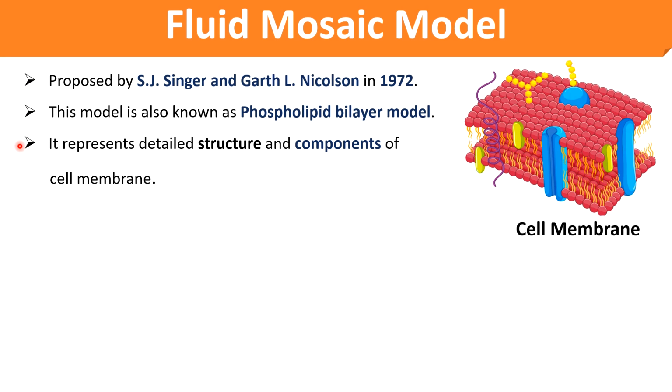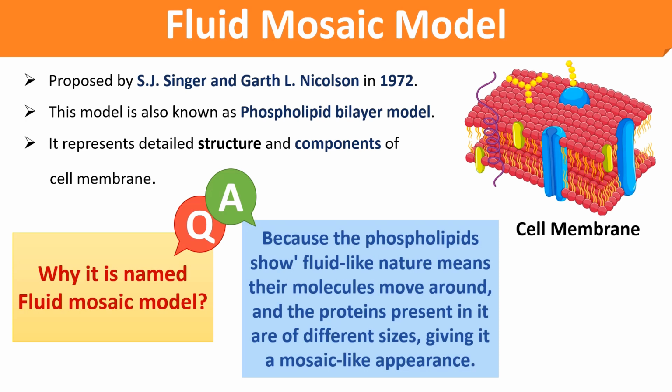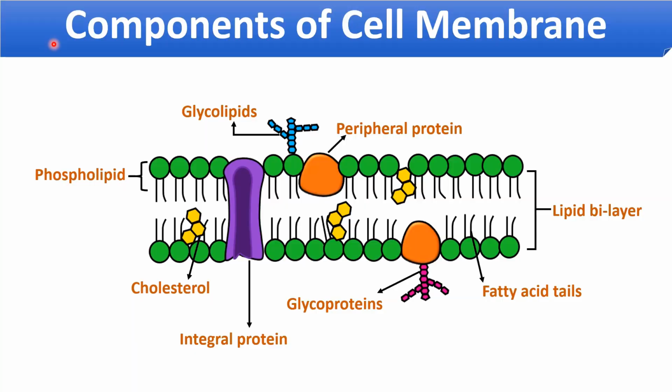Fluid mosaic model represents the very well-detailed structure and components of cell membrane, which consists of phospholipids, membrane proteins, cholesterol, and carbohydrate molecules. Friends, do you know why it is named fluid mosaic? Well, it's because the phospholipids present in it show fluid-like nature, means their molecules move around, and the proteins present in it are of different sizes, giving it a mosaic-like appearance.